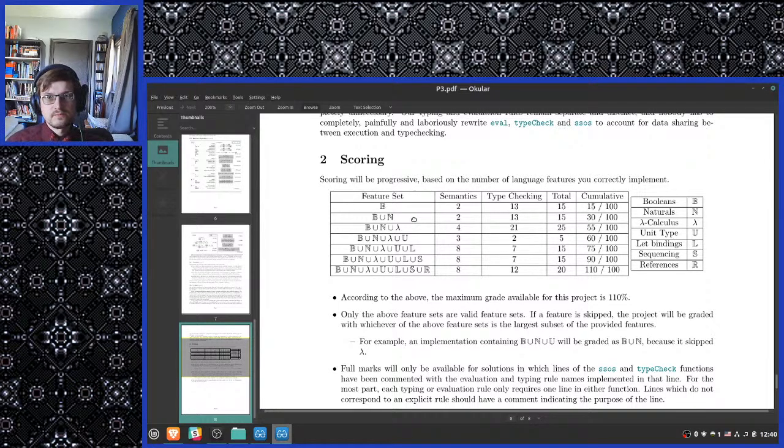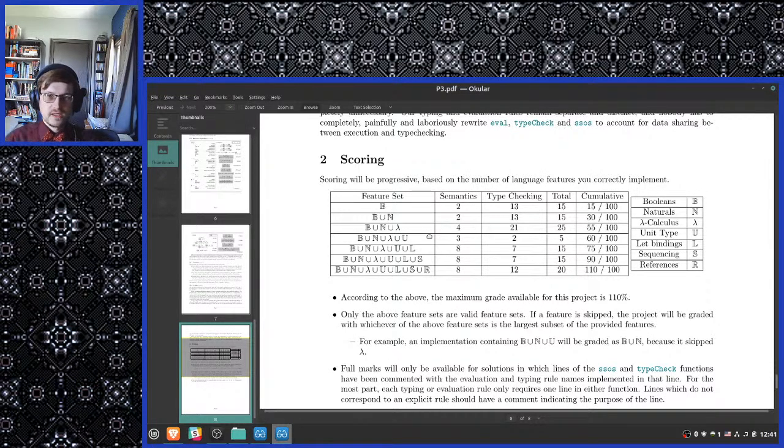So you can get as far as 30% without having to worry about gamma, but in order to pass, you need to do work with gamma. The unit type is practically a free 5% because it's one typing rule and that's it. Most of the work having to do with unit is built into the data types that you're already given, so that's it.